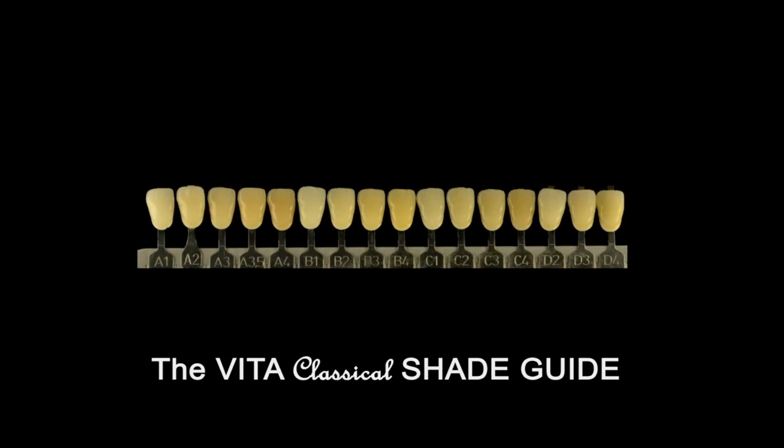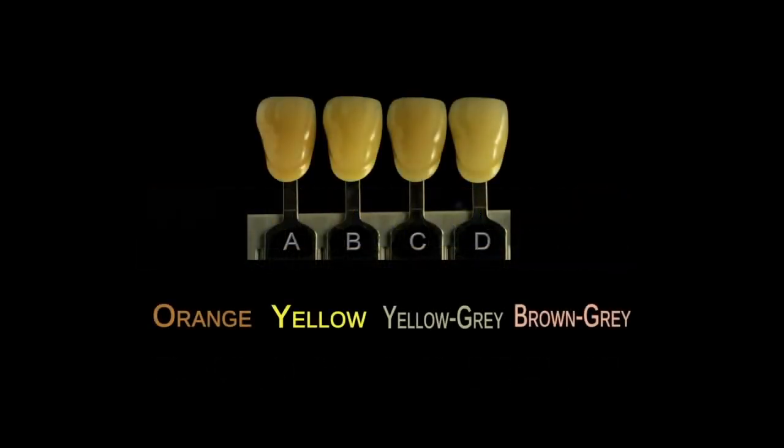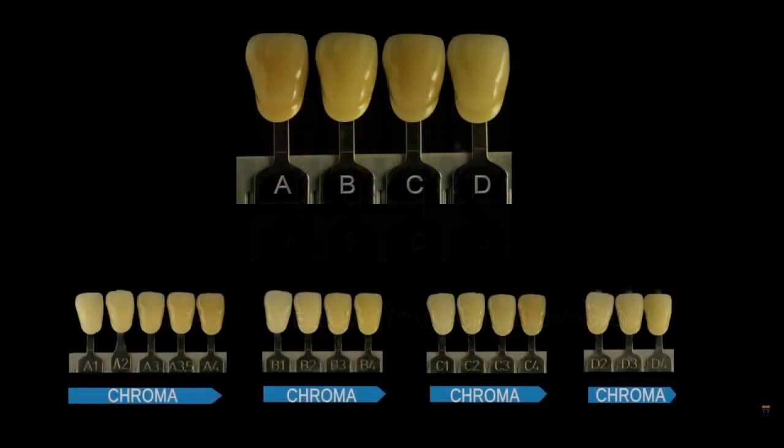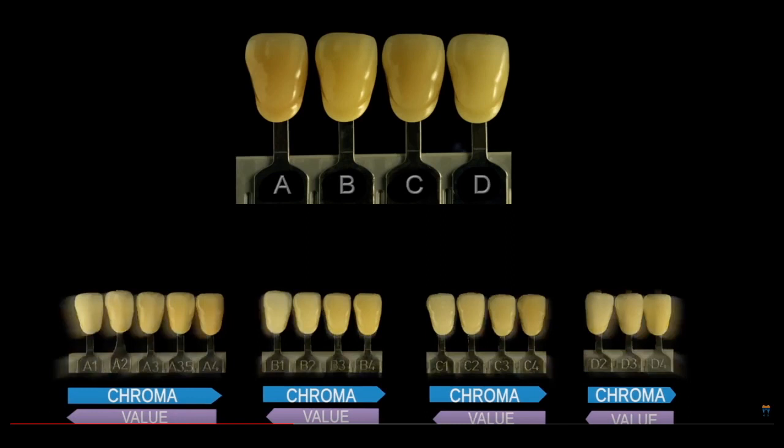Okay, so we can see this arrangement of the Vita Classic Shade Guide, and now I'm going to talk about the meaning of each shade. A is related to orange, B to yellow, C yellow gray, D brown gray. What does it mean? That means when we go toward D, we have more chroma in a color. When we go toward A, we have more value. So A is brighter, right? And D4 is darker.